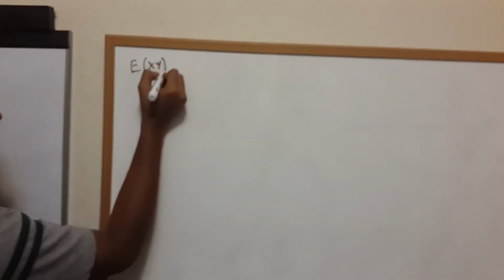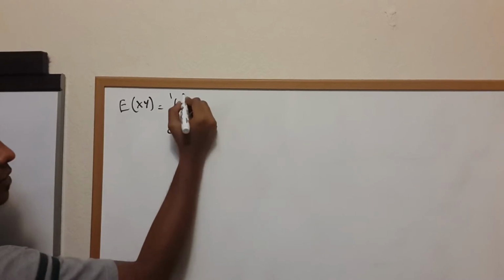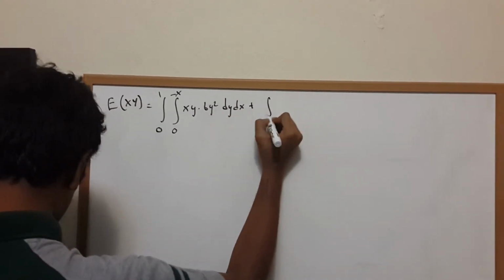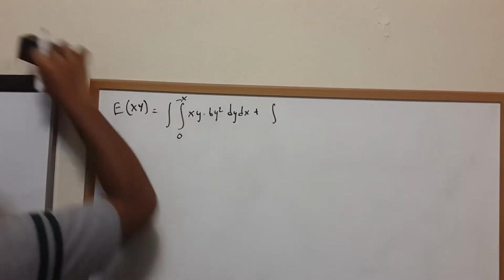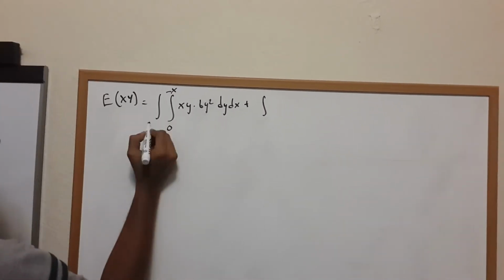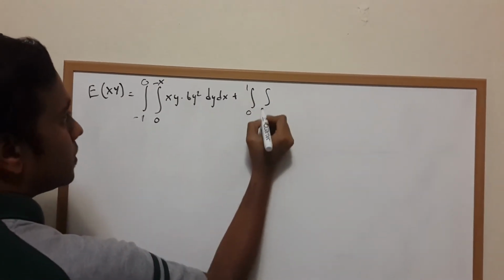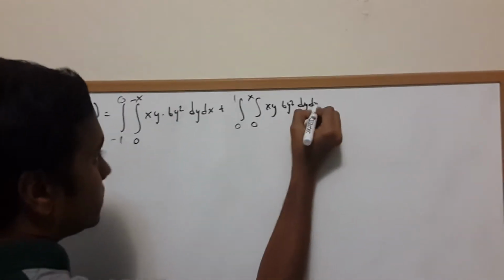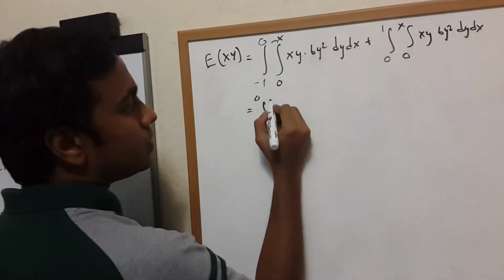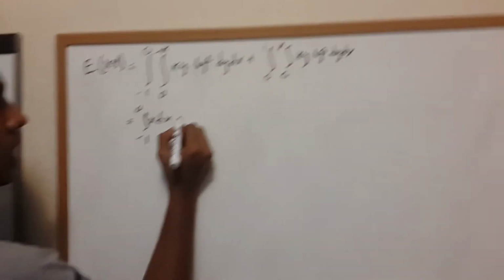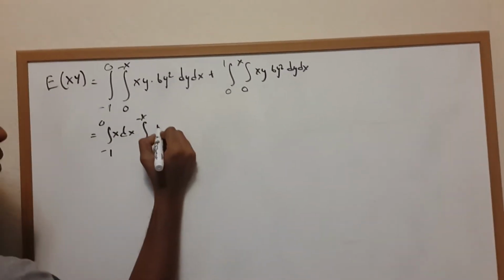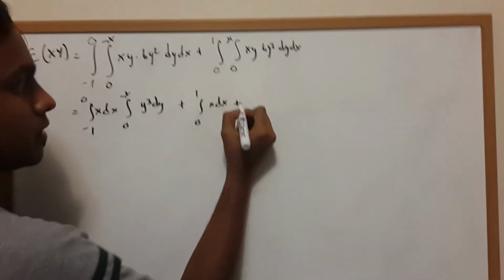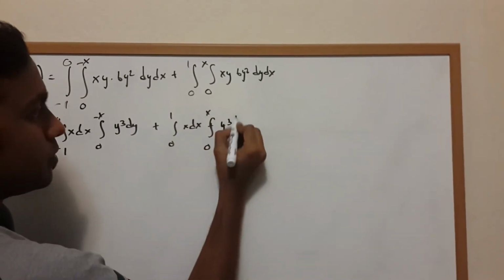The expected value of x comma y is given by the double integral from 0 to 1, 0 to minus x, of xy into 6y squared dy dx, plus the integral from minus 1 to 0 and 0 to 1, with y from 0 to x, of xy times 6y squared dy dx. So this is minus 1 to 0 x dx, then the integral 0 to minus x y cube dy, plus 0 to 1 x dx, so this is 0 to x y cube dy.